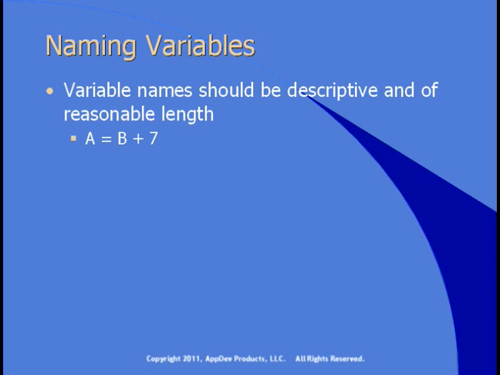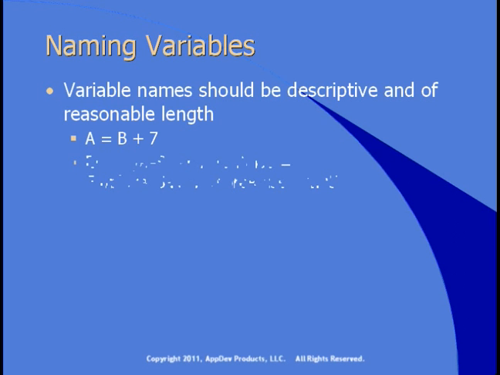So imagine you see code such as A equals B plus 7. This tells you nothing. Unless it's a very, very small program, you don't know what variable A represents, and you don't know what variable B represents. Although those names are of reasonable length, they're not very descriptive. And if you go back to the program 3 months later, you're not going to know what that line of code is doing.